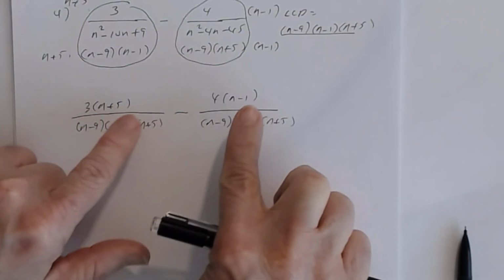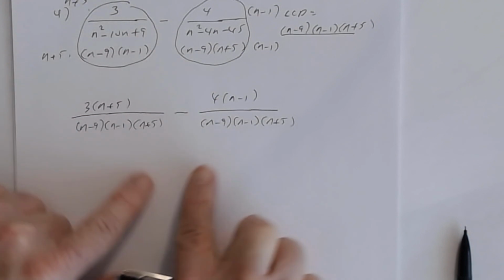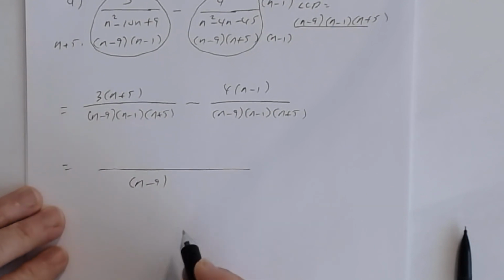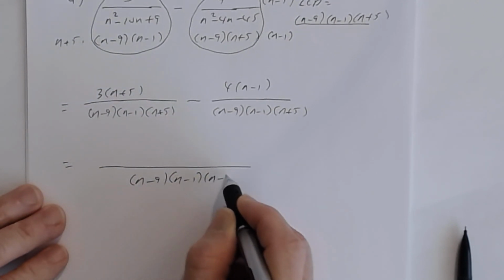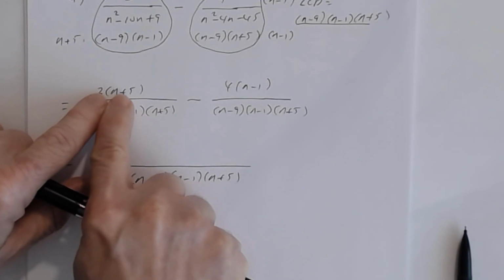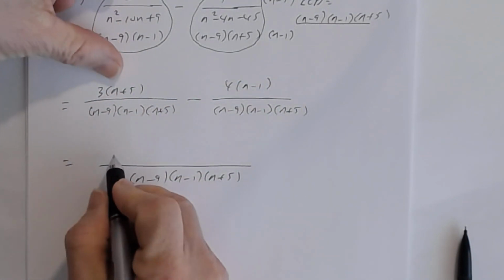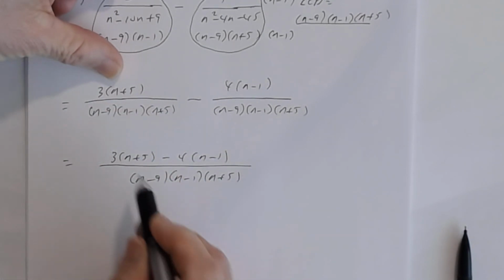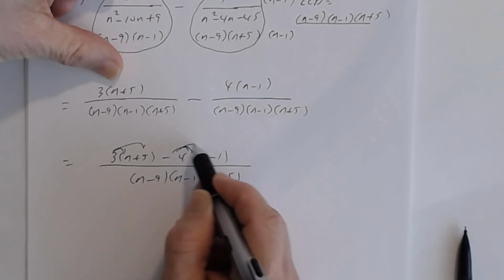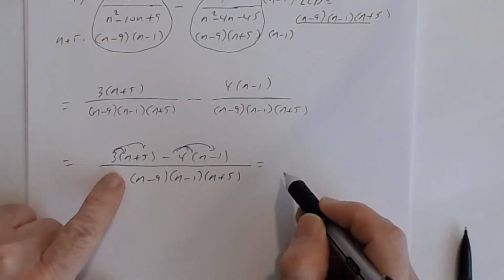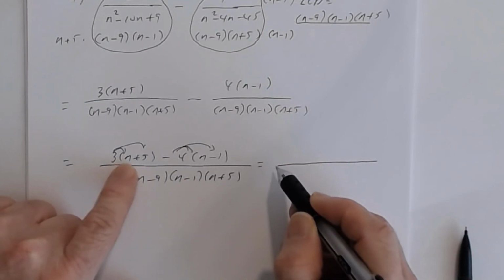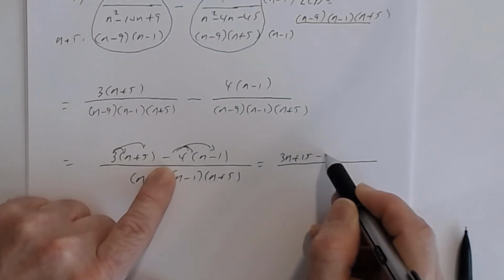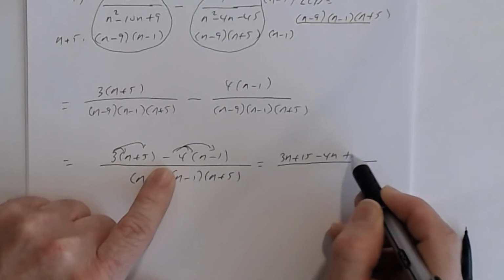Once you get to that step, now you have 2 rational expressions with the same denominator. So you're going to write it as 1 now. So you're going to say n minus 9, the denominator, n minus 1, n plus 5. And now the numerator, you're going to say this minus this. So you're going to say 3 times n plus 5 minus 4 times n minus 1. And now you're just going to distribute. Get rid of the parentheses. So the numerator becomes 3n plus 15, and then a negative 4 times n, and a negative 4 times a negative 1 is a positive 4.